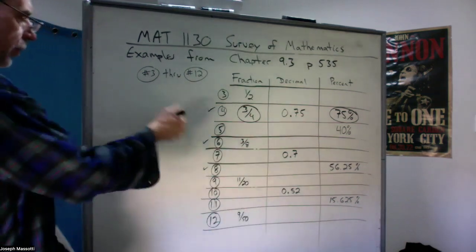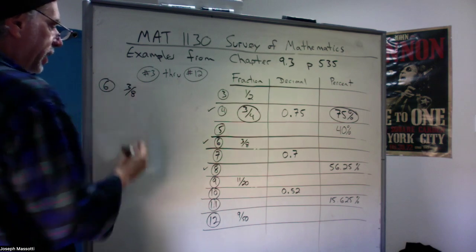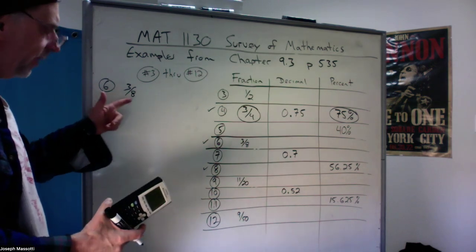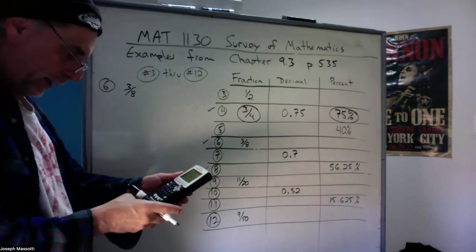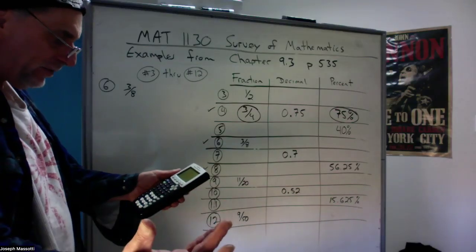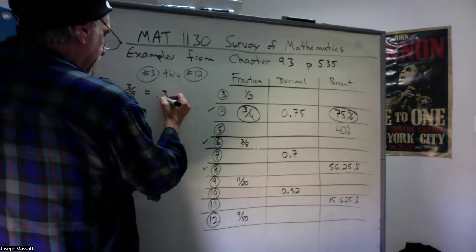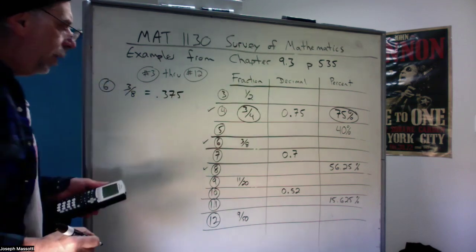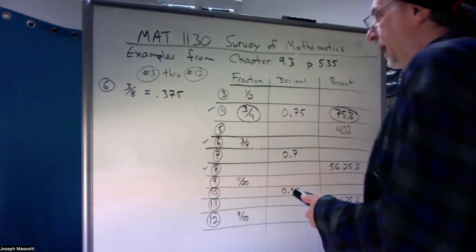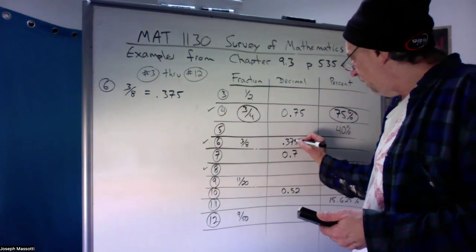All right, so number 6, we're given a fraction, and we're asked to find the decimal and the percentage. So 3/8, number 6, 3/8, well, just do that calculation in your calculator, right? 3 divided by 8. Every fraction is a division problem, right? So 3 divided by 8 gives us the decimal, right? So now we immediately have the decimal of 0.375. So for number 6, the decimal representation is 0.375.